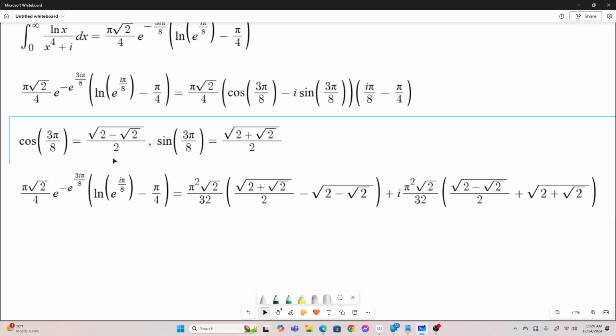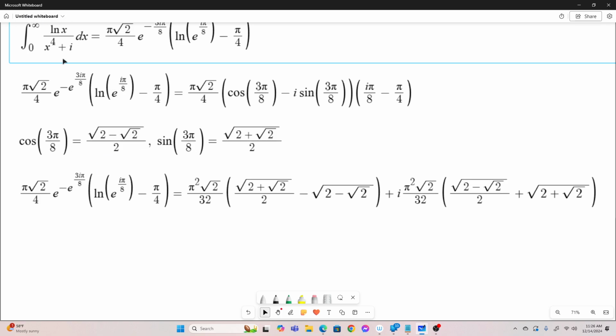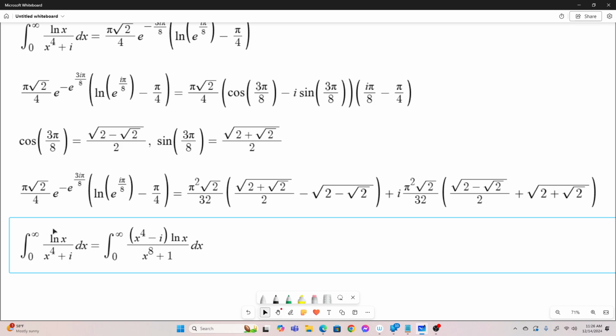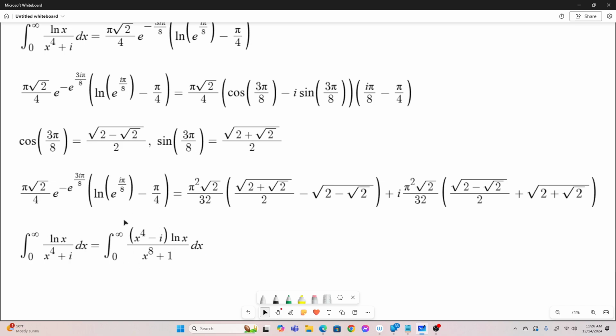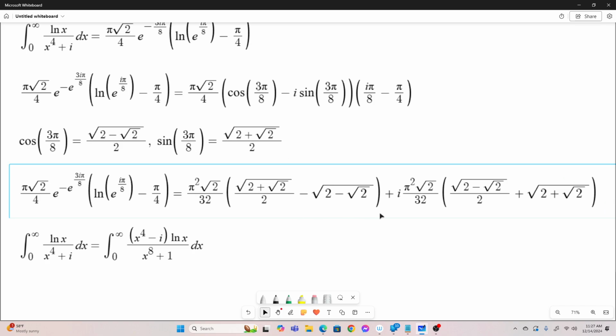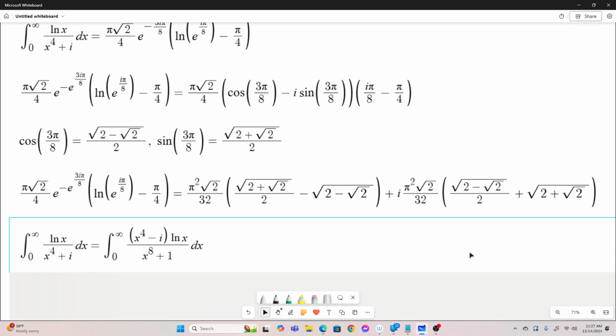Okay. But don't forget, this part right here was this integral. And by the way, this integral is also equivalent to this simply by multiplying the top and the bottom of this integrand right here by x to the 4th minus i. Of course, x to the 4th minus i times x to the 4th plus i gives you x to the 8th plus 1. All right, so this is equivalent to this, which in turn is equivalent to this. So we are almost done.